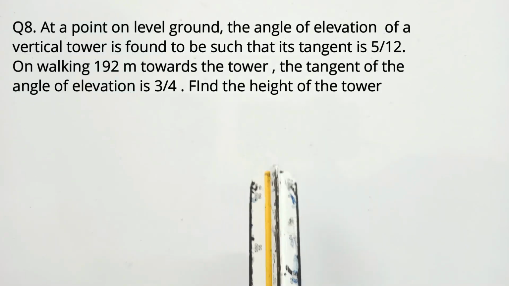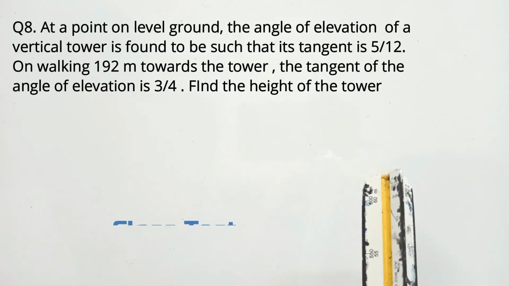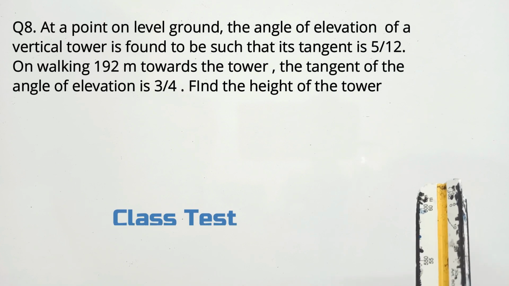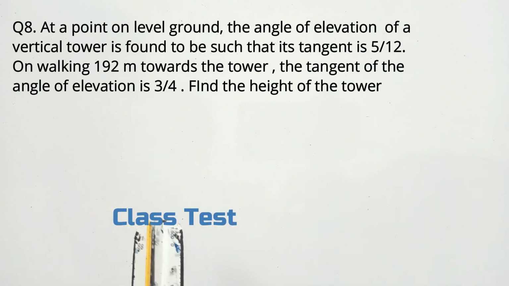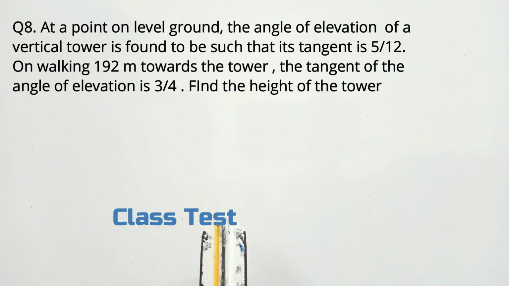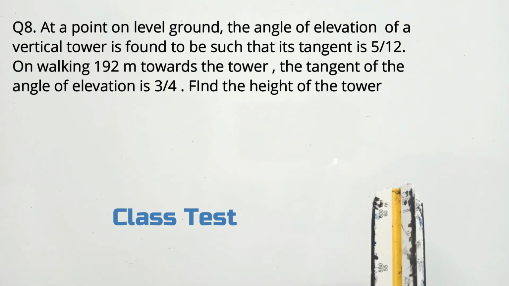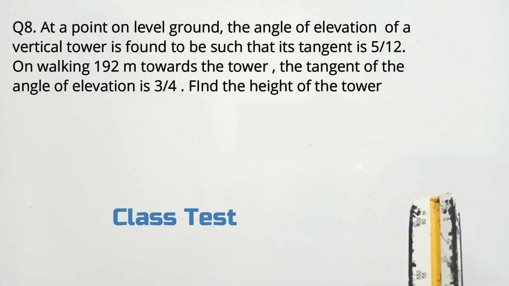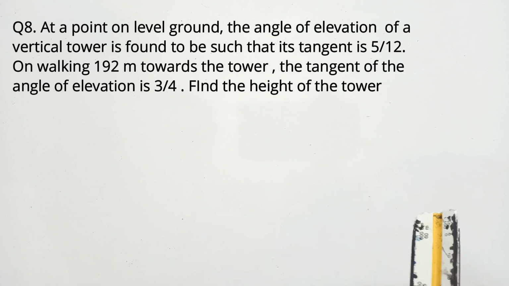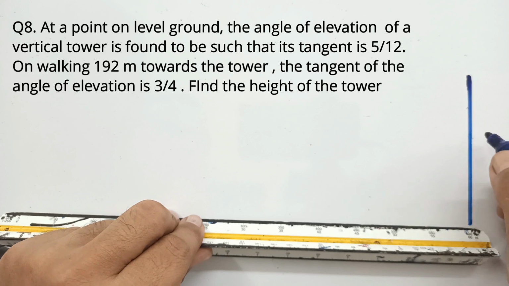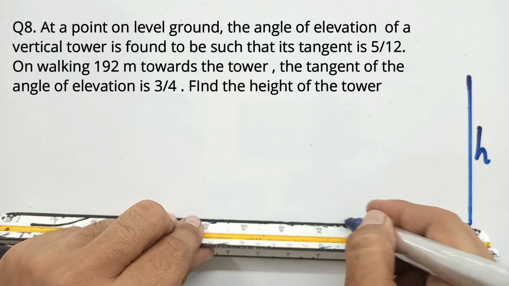At a point on level ground, the angle of elevation of a vertical tower is found to be such that its tangent is 5 upon 12. On walking 192 meters towards the tower, the tangent of the angle of elevation becomes 3 upon 4. Find the height of the tower. Let us suppose the height of the tower is h.